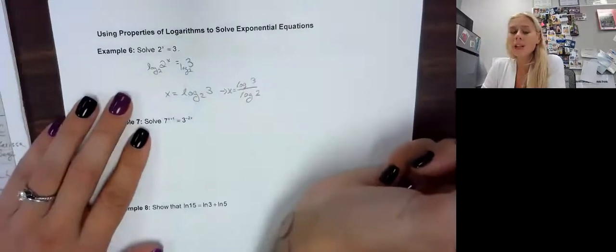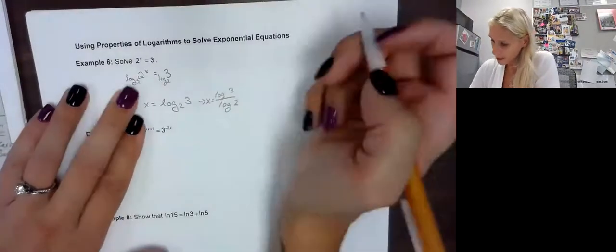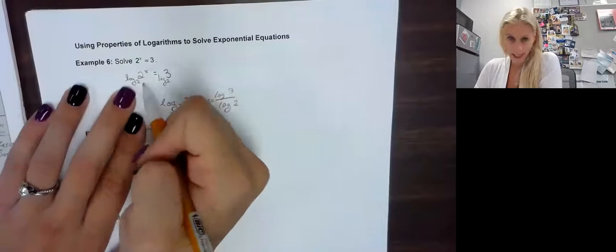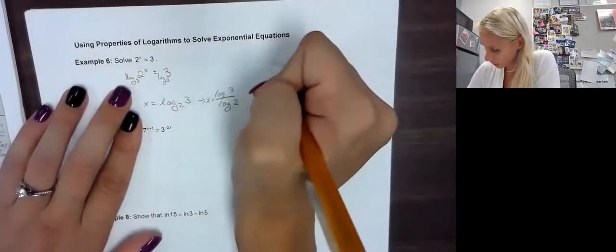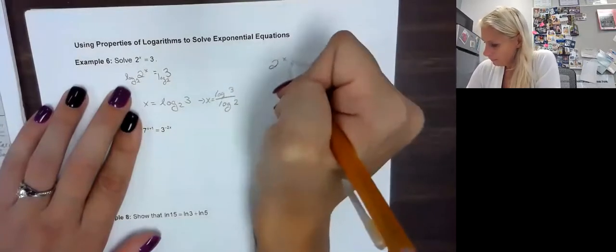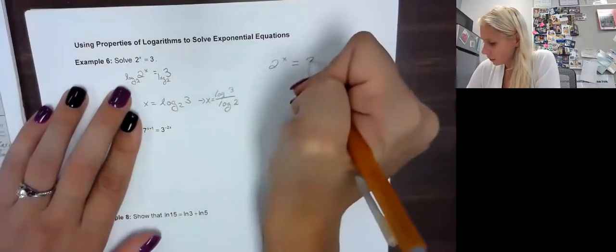Now there is another way we could have manipulated this. If you see here, instead of using log base 2, I'm automatically going to use log base 10.